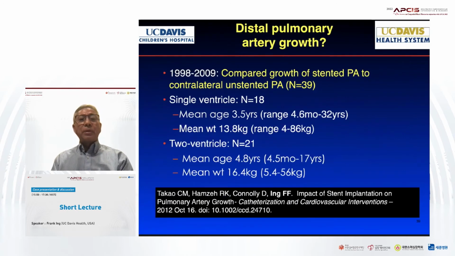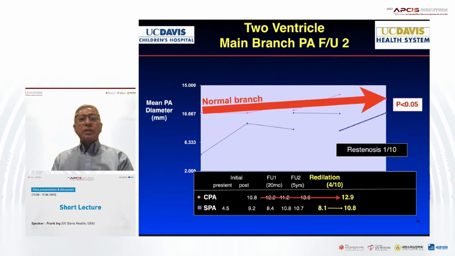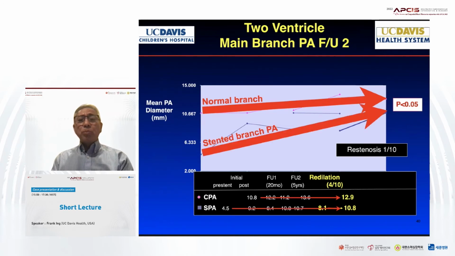This is a paper that I did with one of my former fellows in LA, looking at growth of the distal PAs after you stent them, again, in mostly small patients. And I'm going to go through this quickly. If you look at the 2 ventricle patients, this is the normal branch. That's the side that did not need a stent. And you see that once you put the stent in, there's catch-up growth of the small vessels so that they actually catch up to the other side.